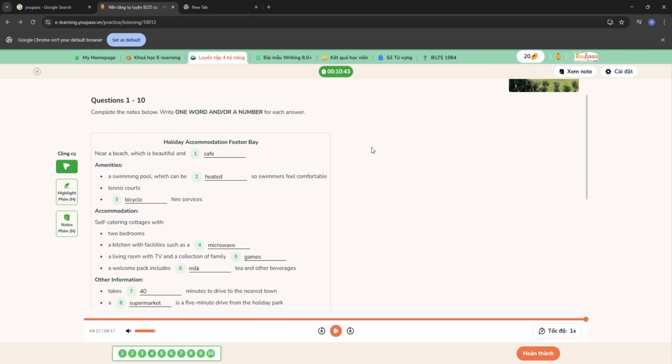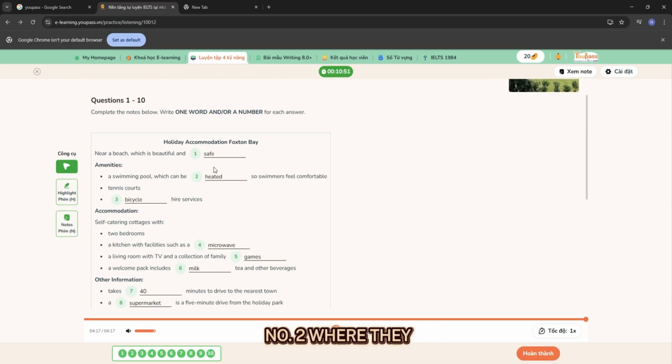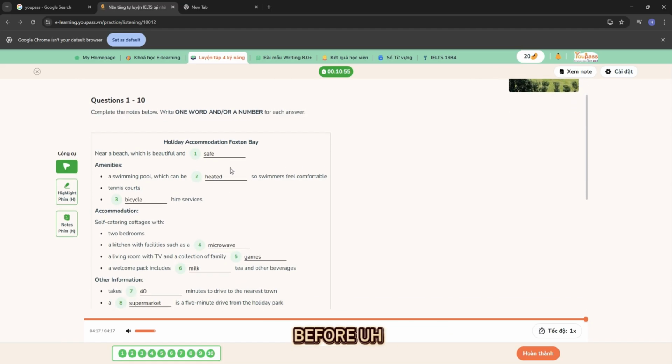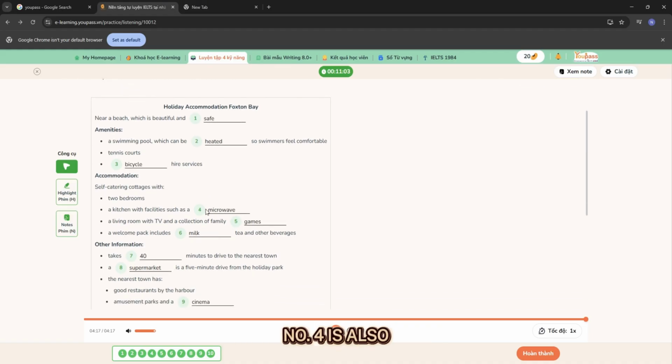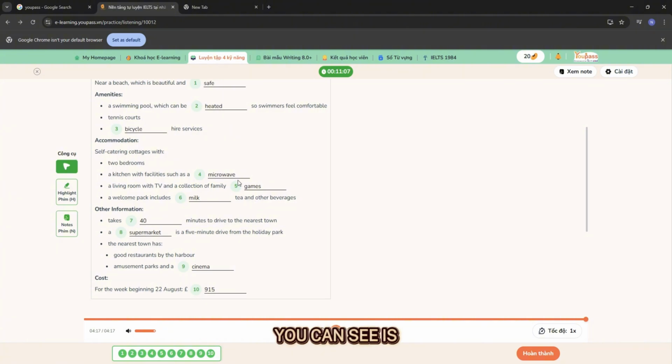All right. Okay, so these are my answers. I'm quite certain about number two, where, as I have said before, it should be a verb over here, and it's passive voice, so it should be heated, right? And number four is also correctly predicted. You can see it's a kitchen equipment. In this case, it's a microwave.